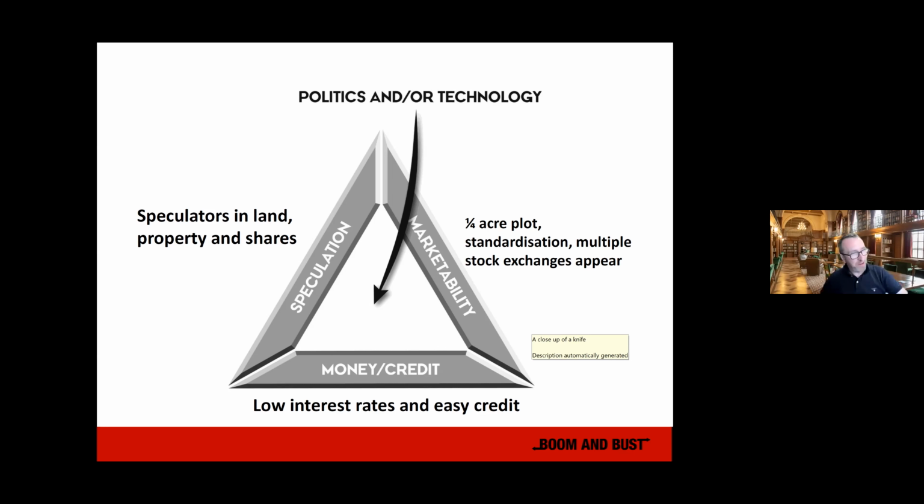And so standardization that you get with that. You have multiple stock exchanges appearing in Australian cities. So in 1888, there were 6 stock exchanges allegedly, transacting shares and other instruments in Melbourne. You also have speculation, and so again, you get all of these amateurs moving into speculation in land, in property, and in shares. And so what's then the spark that sets off this boom?